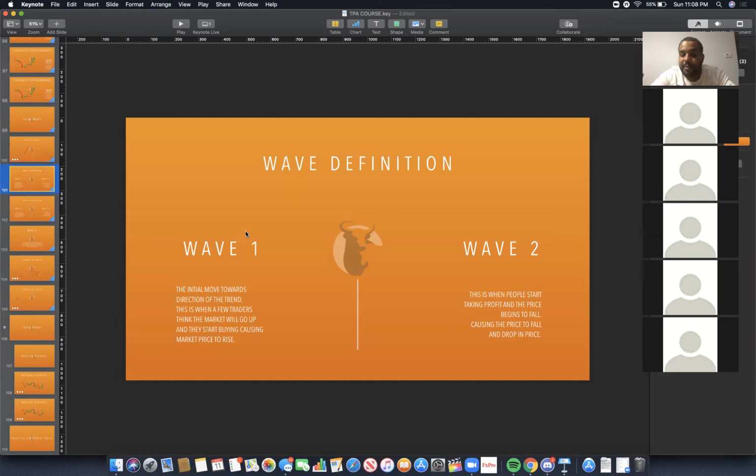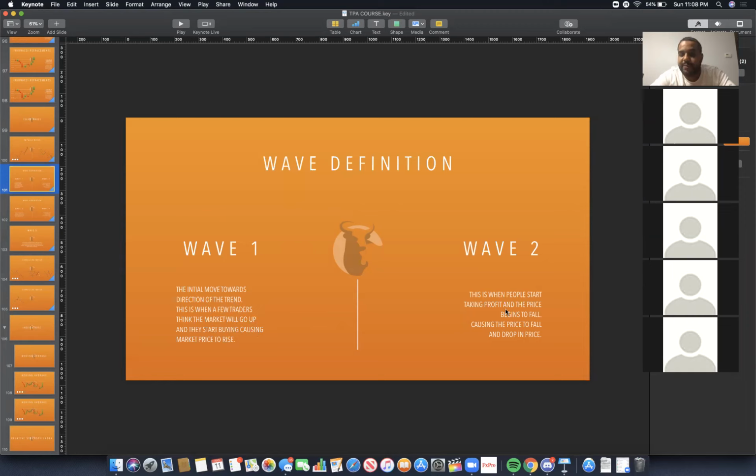So if we're moving up, we have the first move going up, right? If we're moving down, we have the first move going down. Now, all this represents is when a few traders think the market will either go up and start buying, or the market's going to go down and start selling, right? Causing the price to rise or drop, depending on which trend we're looking at.